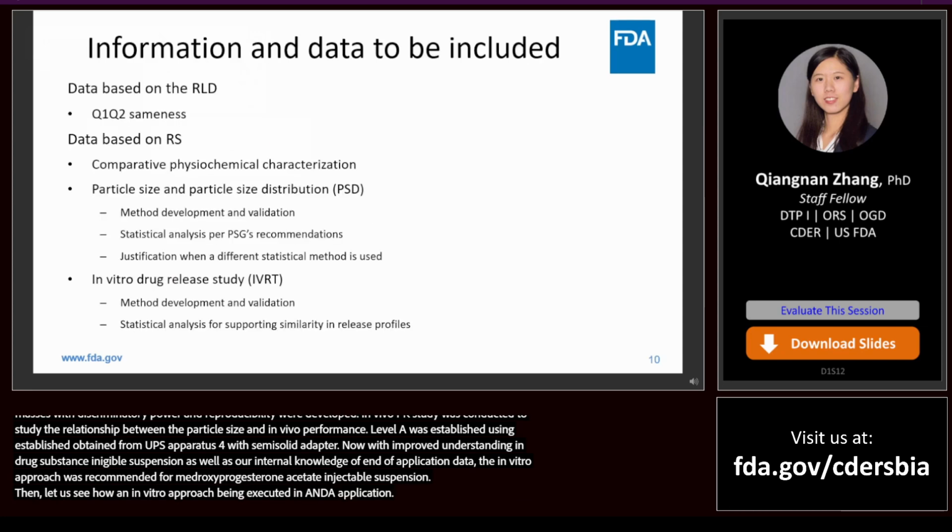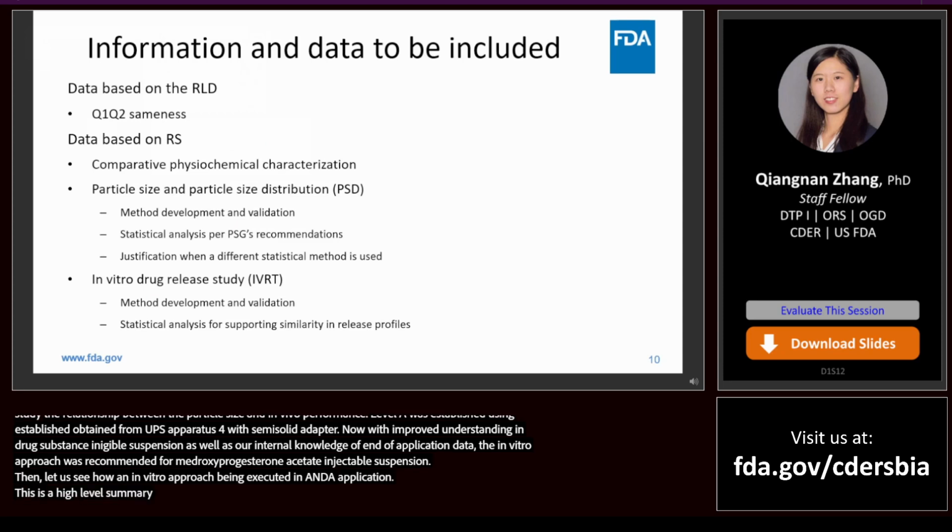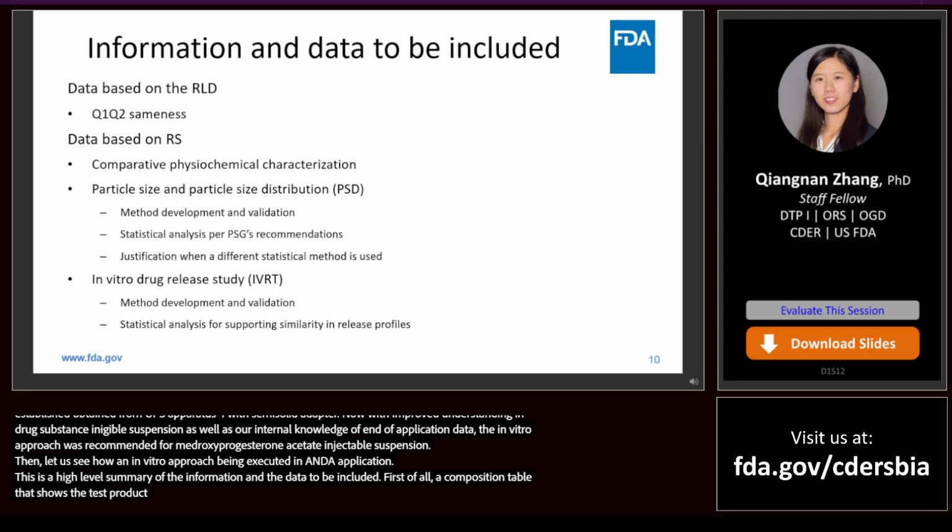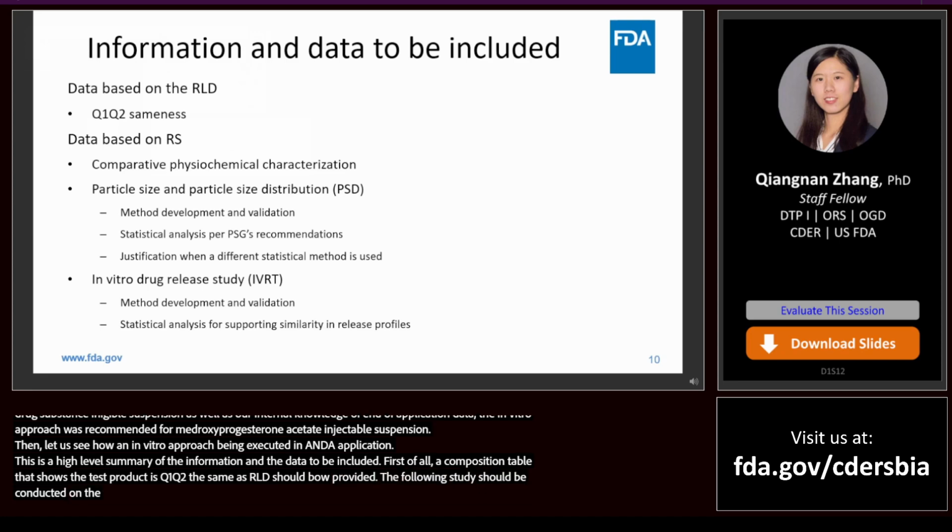This is a high-level summary of the information and data to be included. First of all, a composition table that shows the test product is Q1, Q2 the same as the RLD should be provided. The following study should be conducted on the test product comparing to the reference standard, the RS products.